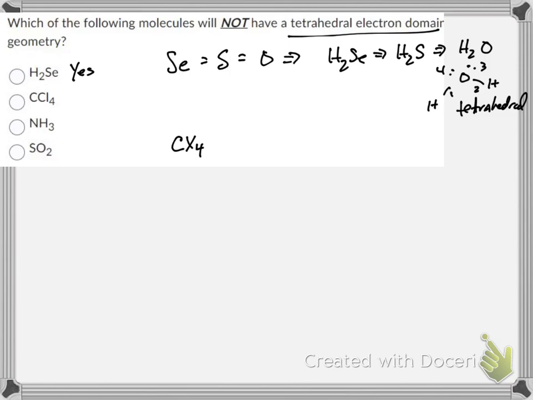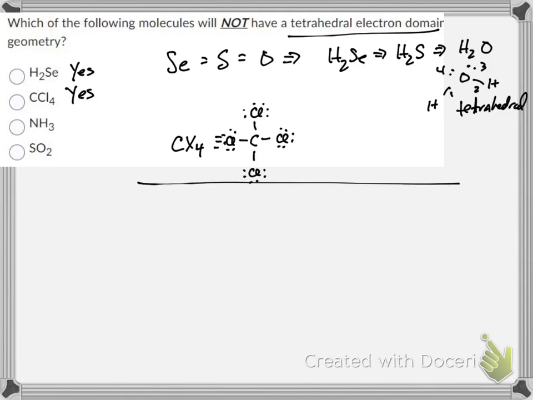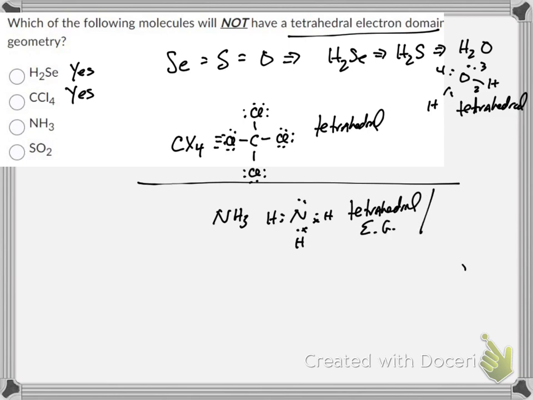Any carbon-containing molecule with 4 single bonds is going to be a tetrahedron. NH3, we just talked about that. If it's neutral, it's going to form 3 bonds. It's a tetrahedral. NH3 is an electronic tetrahedron, but molecularly it's trigonal pyramidal, but it's still a tetrahedron with that lone pair considered a domain.